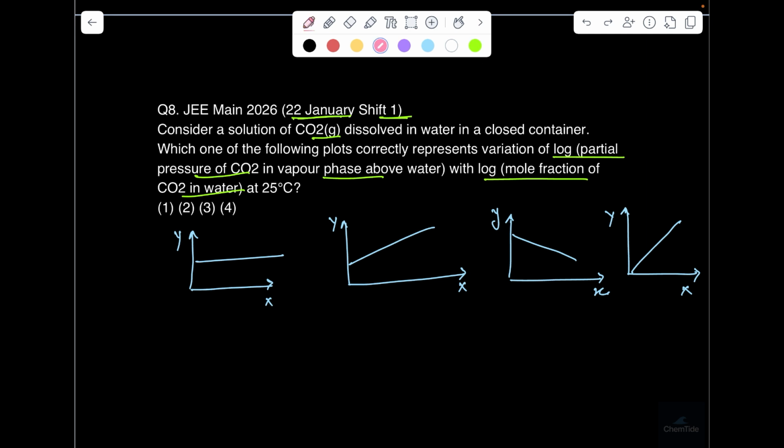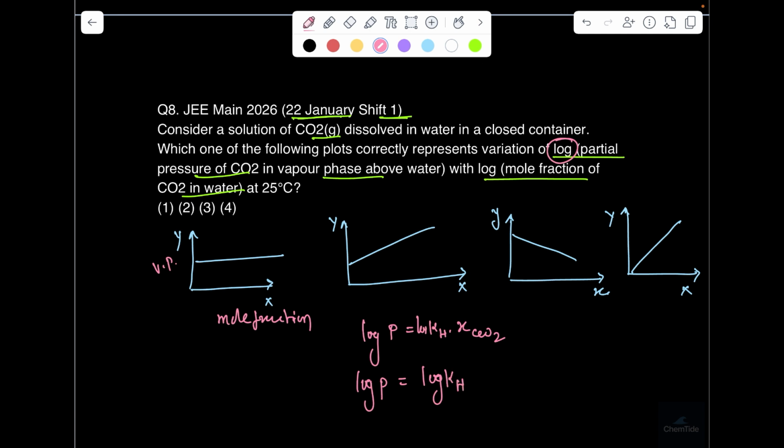So CO2 in vapor phase is given on the y-axis in the question, and mole fraction of CO2 in water is given on the x-axis. So that was the mole fraction, and this side is the vapor pressure. So Henry's law, we know that P is equal to Kh into mole fraction of CO2. Let's say they said to take the log. So let's take the log on both sides. So log of P would be equal to log of Kh plus log of x of CO2.